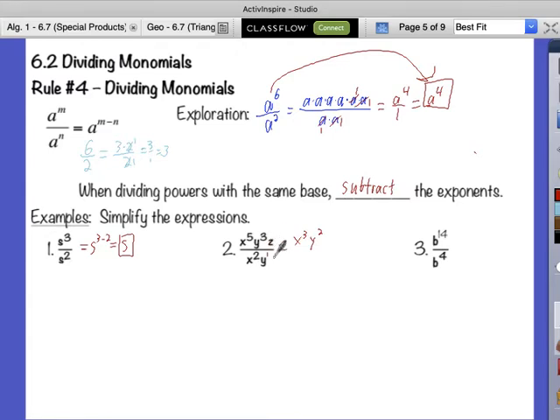Z, I see it up here. I don't see anything to subtract with down there, so it just hangs out. It's still just z. So we have x to the 3rd, y squared, z.